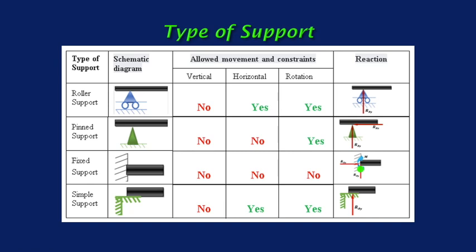And the last one is simple support, that I have already told you. It is similar to the roller support, means only the vertical motion is restricted, so a vertical component of reaction is there. So this is all about our free body diagram.